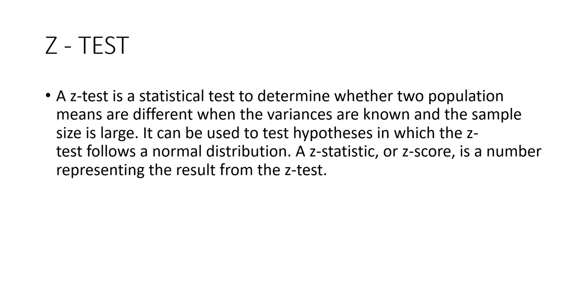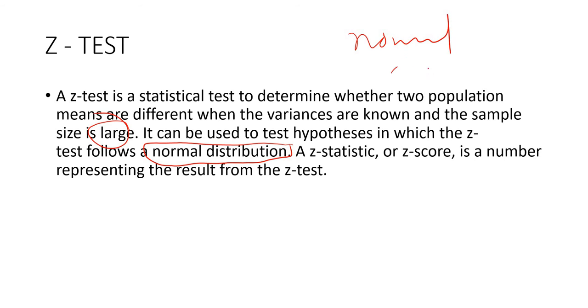A z-test is a statistical test to determine whether two population means are different when the variances are known and the sample size is large. Very important: when the sample size is large, we will go for z-test. It can be used to test hypotheses in which the test statistic follows a normal distribution. Very important, the distribution should be normal.